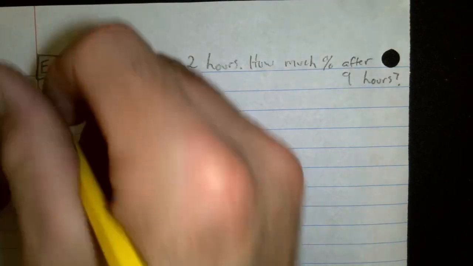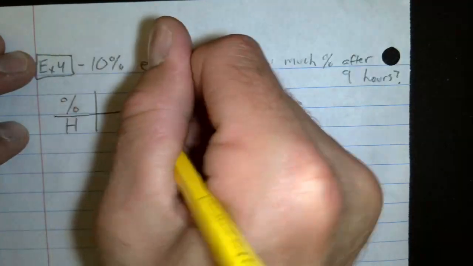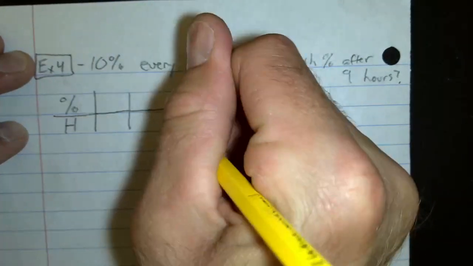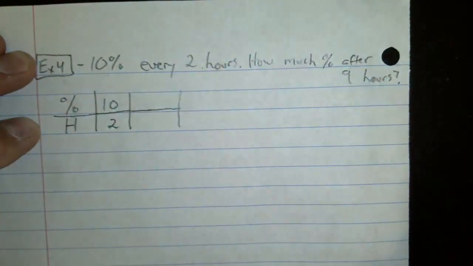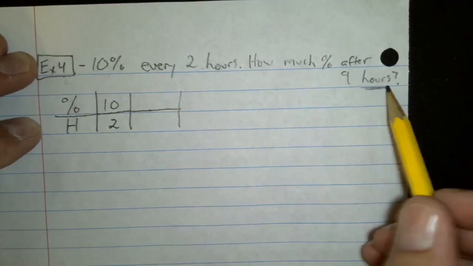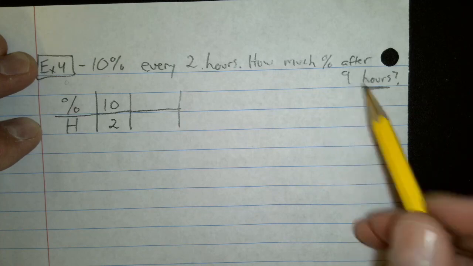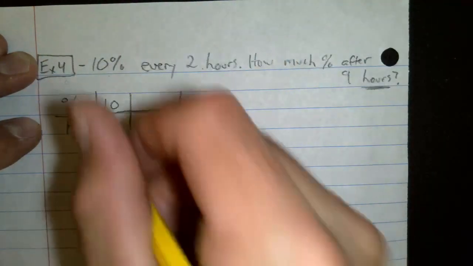Well, step 1 says create your ratio table. So we'll go and just create that ratio table with a percent sign. And we'll use H for hours. And go ahead and fill in the information that you know. So we know that we use 10% every 2 hours. And then it says how much percent after 9 hours. So we're going to find our unit rate on hours. So we're going to put your 1 in hours.